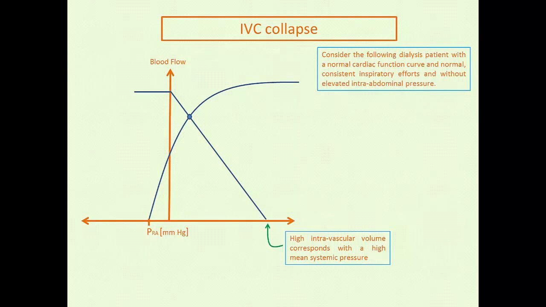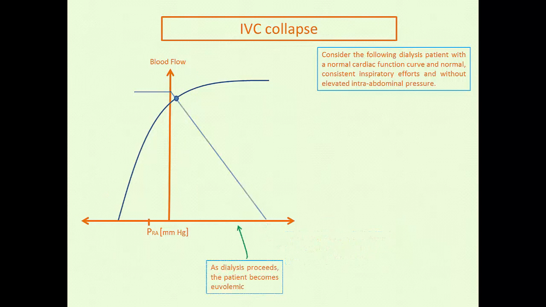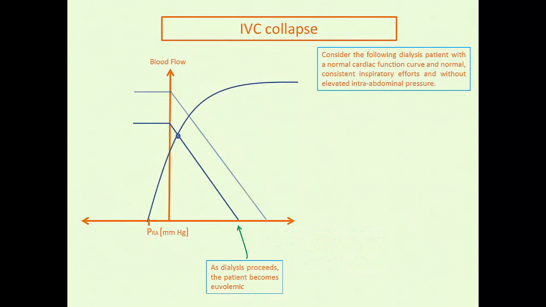You tell them to inspire. They do. No collapse. You don't hit that Starling resistor portion. So this patient comes in, you say, okay, the lack of collapse of the IVC suggests that they have a high CVP, and you're correct. They have a high CVP, and why is their CVP high? Well, you're assuming they've got normal cardiac function, and it's probably because they haven't been dialyzed in a few days, and they come in all puffy. It's not really a diagnostic conundrum.